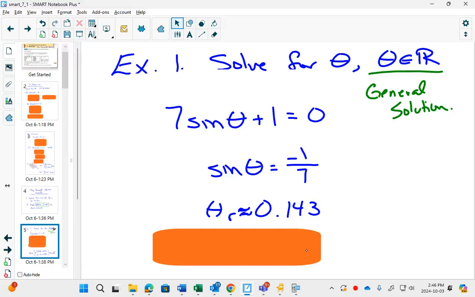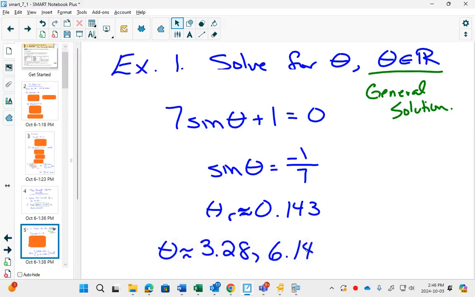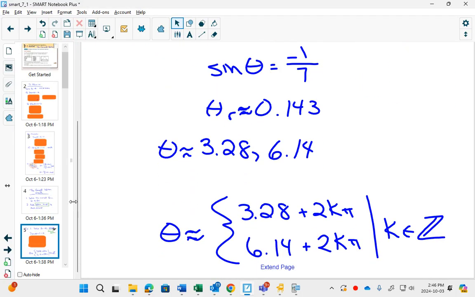But once you've got your reference angle, then you can solve, because it's going to be in quadrant 3 and quadrant 4, what your angles are. And once you have your angles between 0 and 2 pi, this is just like chapter 6. The only thing new now is we add 2k pi to each of them to make the general solution.